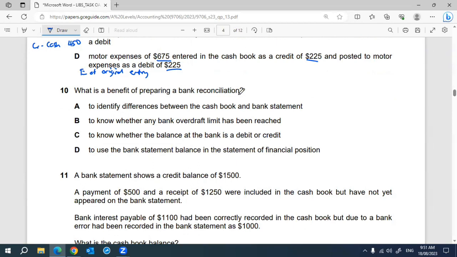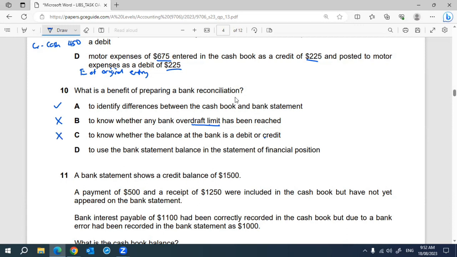What is the benefit of preparing a bank reconciliation? To identify differences between cash book and bank statement? Yes, this is a correct option. To know whether any bank overdraft limit had been reached. Now, this bank overdraft limit had been reached has nothing to do with preparing the bank reconciliation. To know whether the balance at the bank is a debit or a credit. To know this, you would have to work just your cash book to know whether your balance at the bank is a debit or credit.